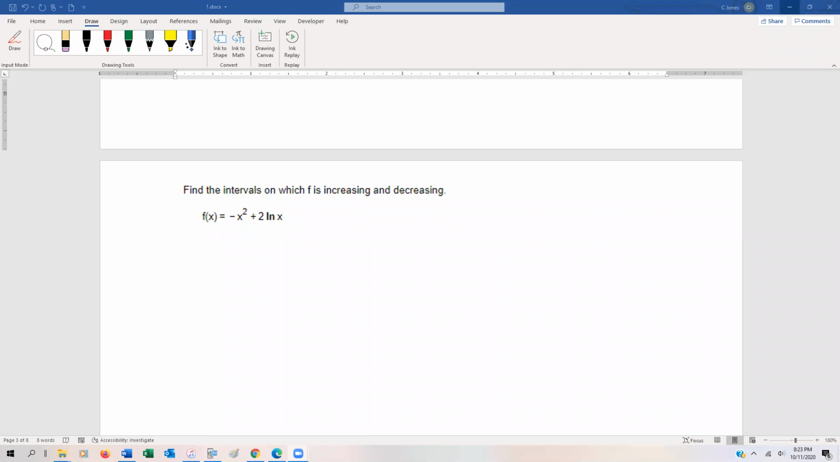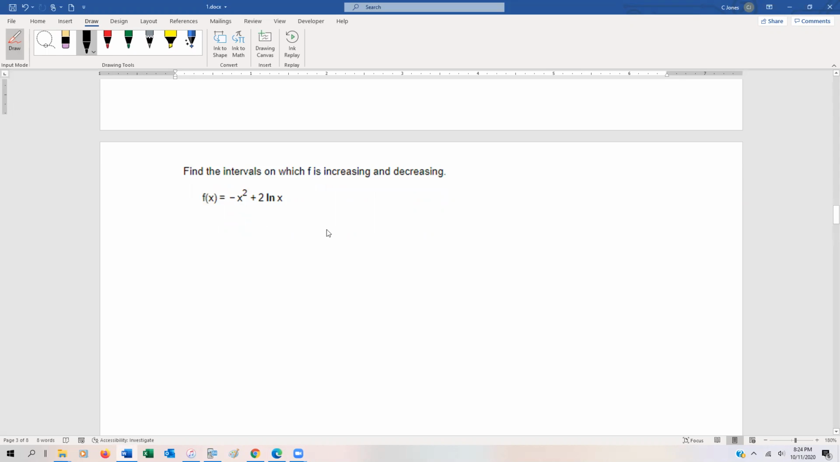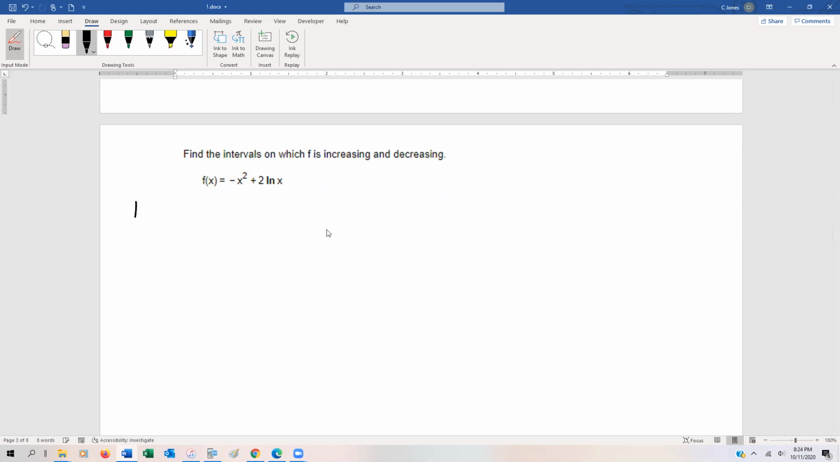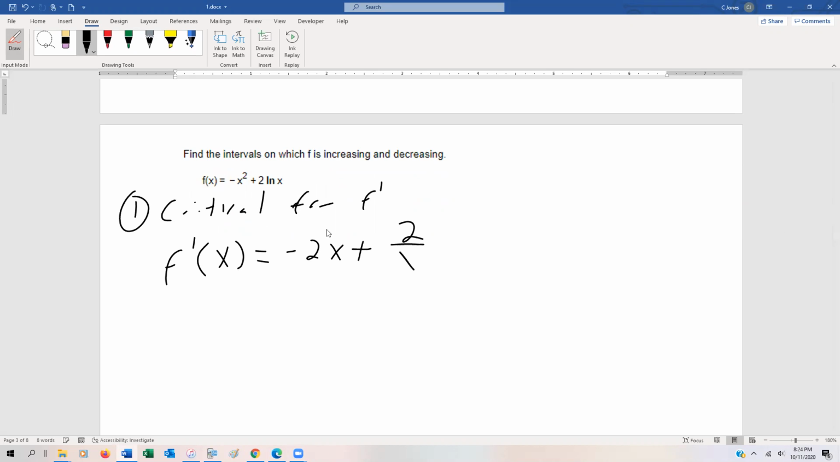A second example of being able to determine where a function is increasing and where a function is decreasing, this time using a transcendental function: negative x squared plus 2 natural log of x. Same steps as before. First, let's find the critical values for f prime. Now, f prime of x is really easy to find: negative 2x plus 2 over x.